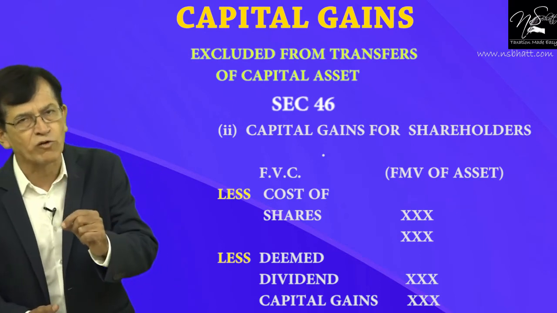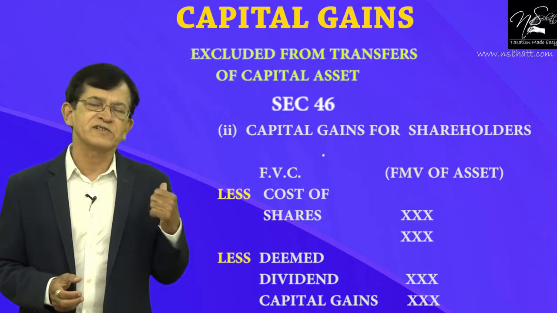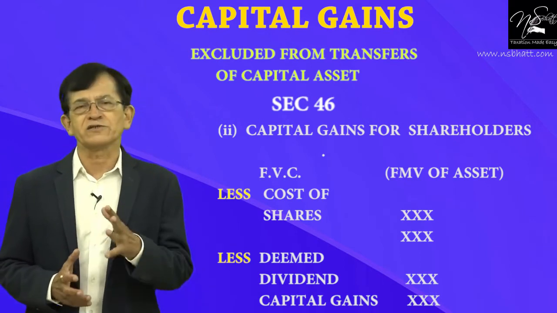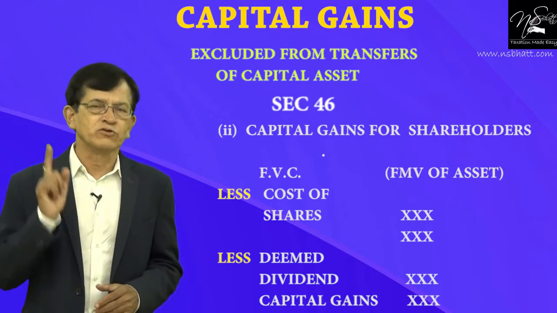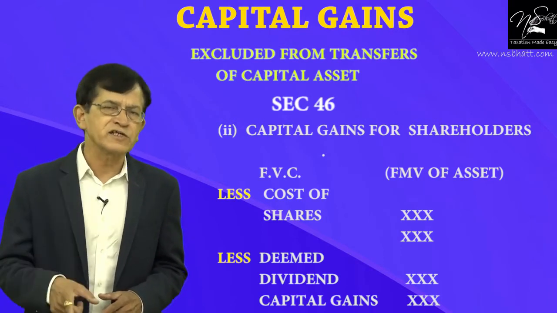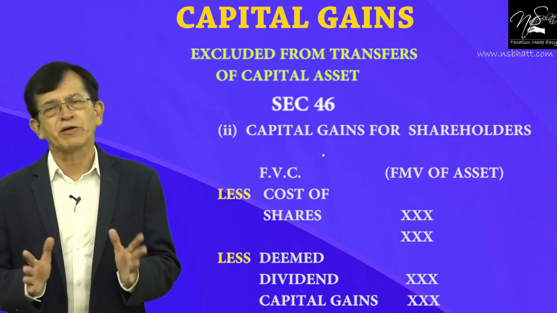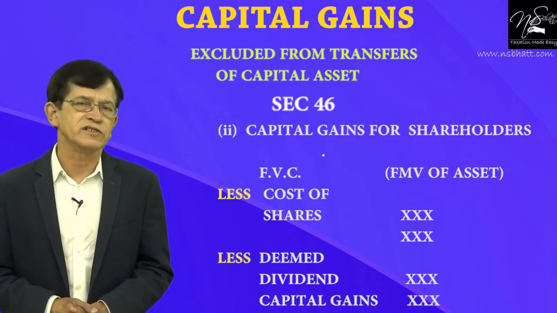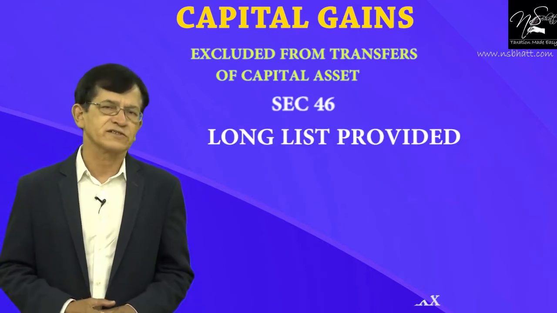So this is what 46(2) talks about, two sides. One, on the company side, no tax because it is not a transfer. Number 2, on the shareholder side, it will be taxable after minusing the cost of the shares and also after minusing any deemed dividend, the proportionate deemed dividend to which the shareholder is entitled. This was a short story of 46.